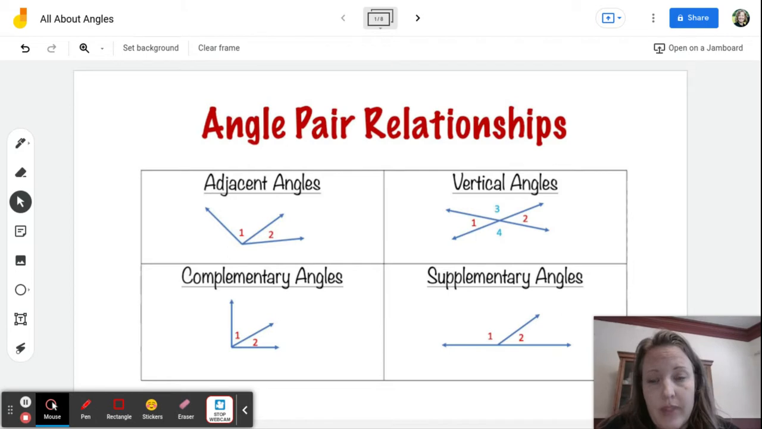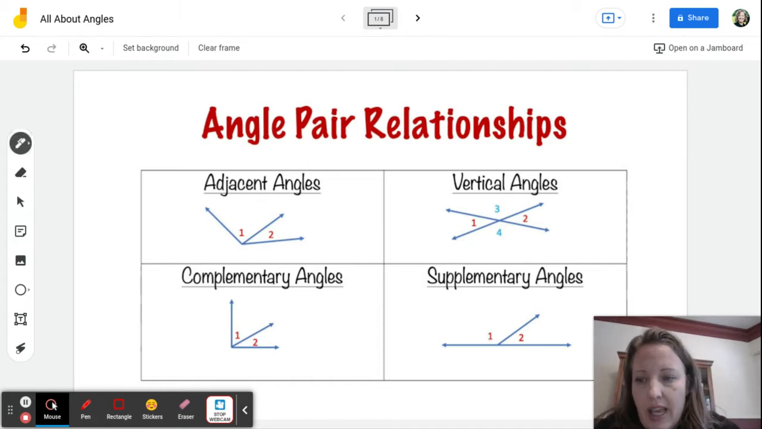Okay, so these are the terms that we've been working with: adjacent angles, vertical angles, complementary and supplementary angles. So just a quick review. Adjacent angles share a side and they share a vertex. Okay, so they're right next to each other like that. So angle 1 and angle 2 are adjacent to each other.